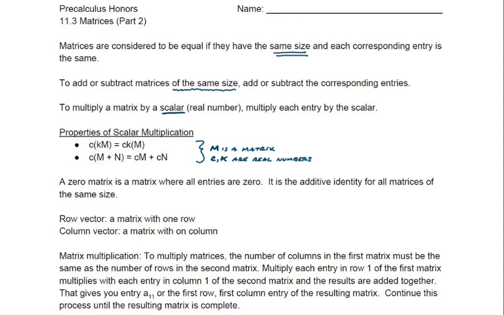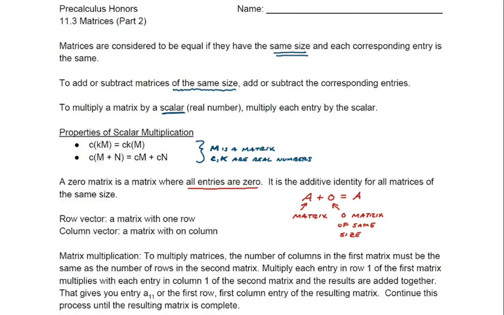Also, a zero matrix is kind of just like it sounds, a matrix where all entries are zero. And what it means is, in operations, it is the additive identity for all matrices of the same size. So what that really means is if I have a matrix A and I add the zero matrix of the same size, I would still get A. So adding a zero matrix to a matrix doesn't change it, which is what it means to be an identity.